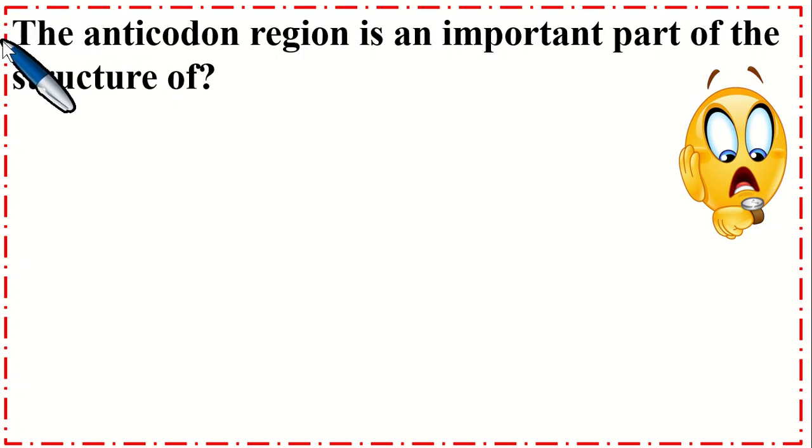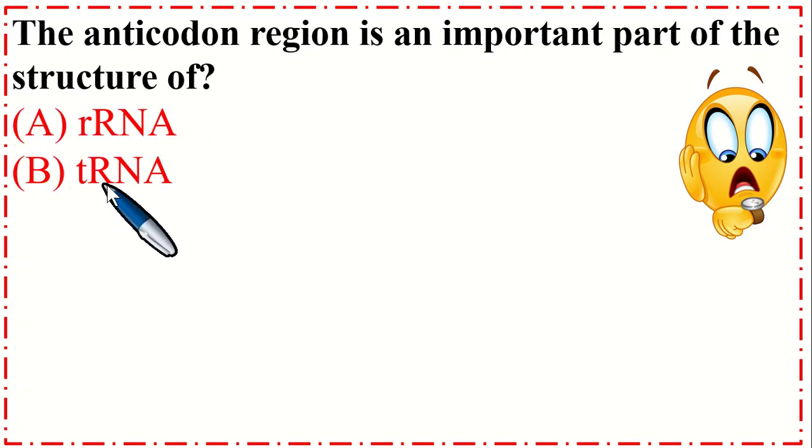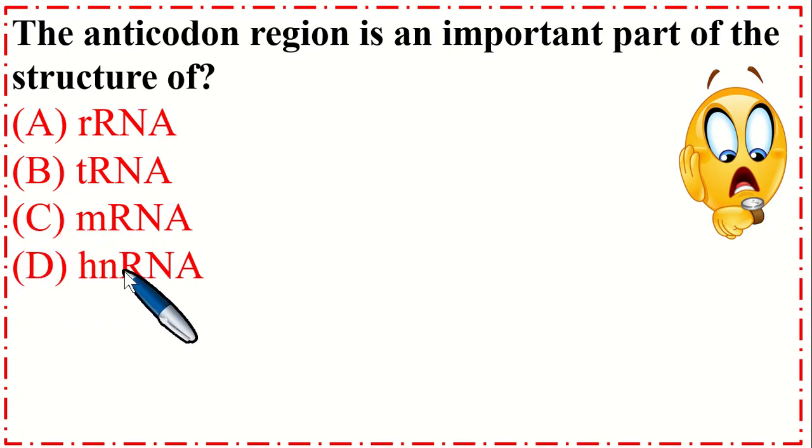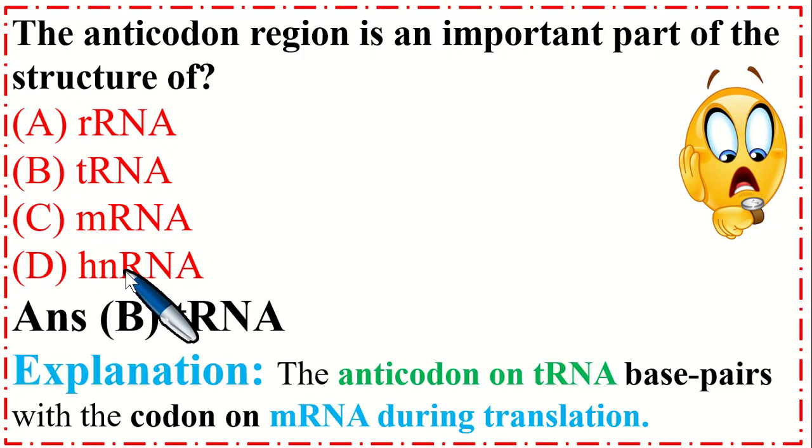Dear students, this is a very important MCQ. The anticodon region is an important part of dash structure. Option A, rRNA, B, tRNA, C, mRNA, and option D, hnRNA. So the correct option is B, tRNA. The anticodon on tRNA base pairs with the codon on mRNA during translation.